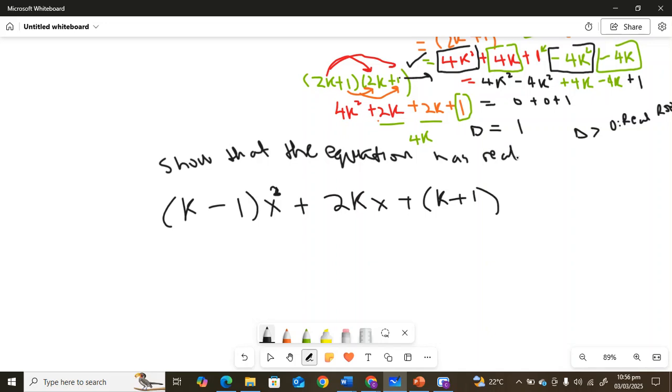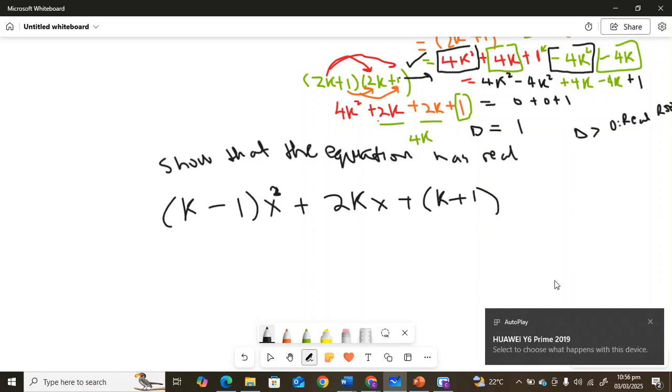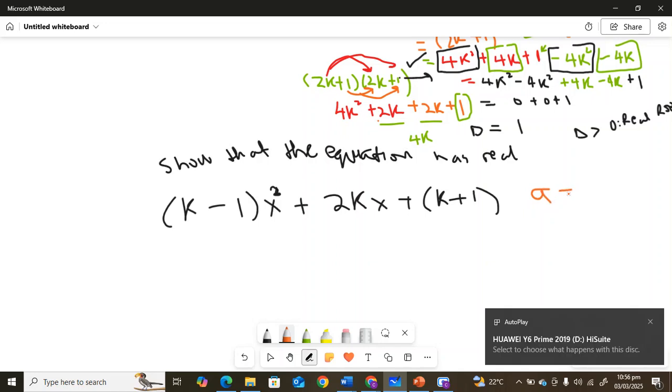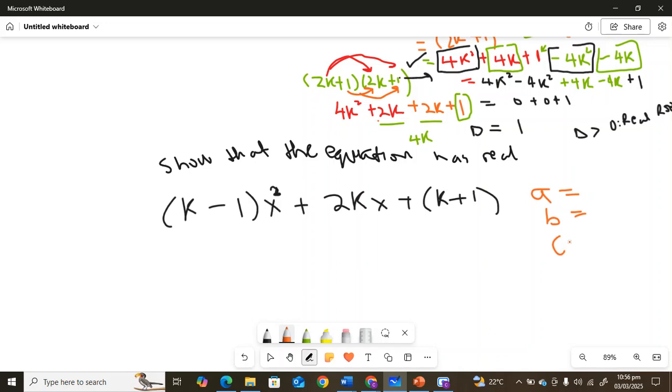Okay, so let's do it as a class because individually some people are just not even going to try it. So colleagues, what is our a, the coefficient of x squared? What is our b, the coefficient of x? And what is our c, the constant, the term without an x value?